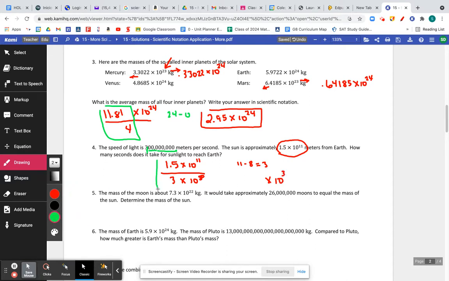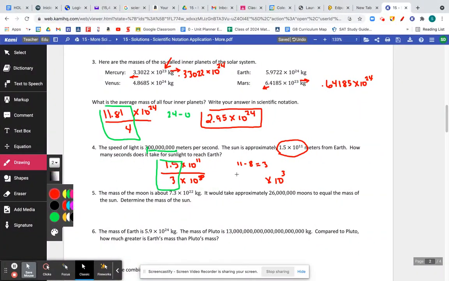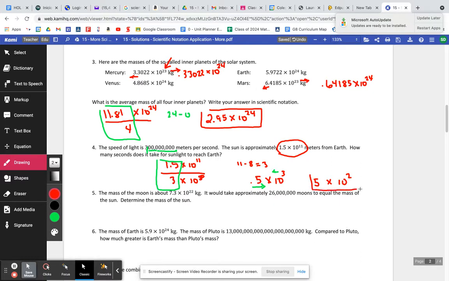I'm going to go to my calculator for some help here. 1.5 divided by 3, you may already know what that is, is 0.5. Okay, not quite good enough. We do not have the decimal between 1 and 10, so I'm going to move it one spot that way. That means the 3 is going to come one spot that way on the number line. So our final answer is a 5 for the coefficient, and the power 3 went down to a power 2.